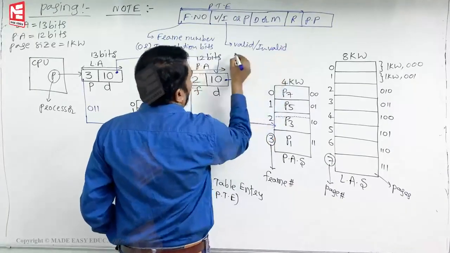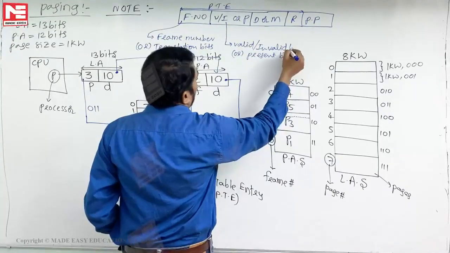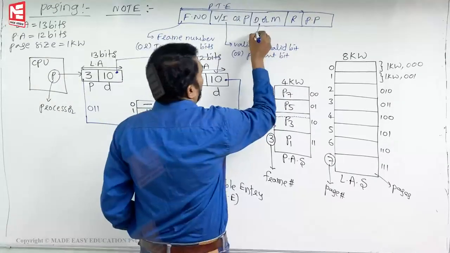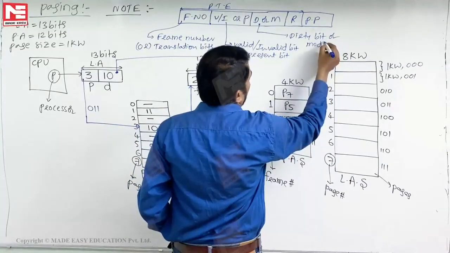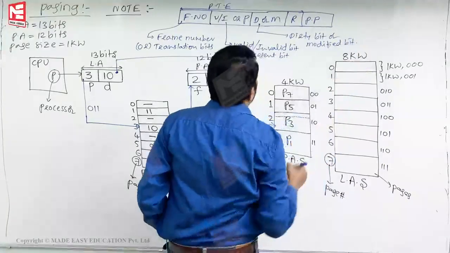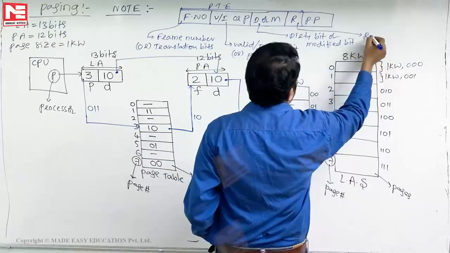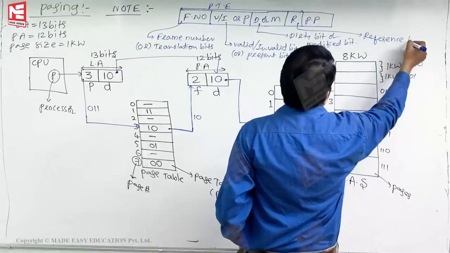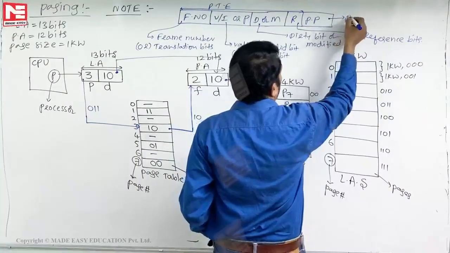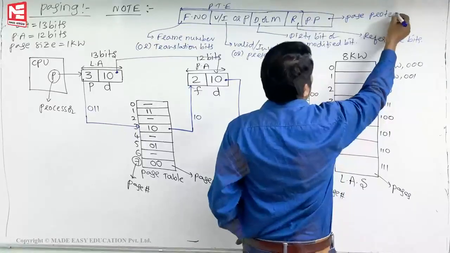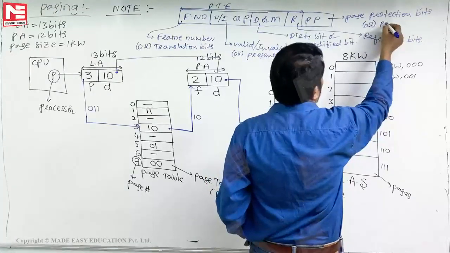वैलिड इनवैलिड बिट, और it is also called as a present bit. Okay, so D or M मतलब dirty bit और modified bit. बताता हूँ, इसके बारे में बताता हूँ, पहले कॉपी करो dirty bit और modified bit. R मतलब क्या है? R मतलब reference bit. Okay, PP मतलब क्या है, बताओ? पेज प्रोटेक्शन बिट्स, and sometimes it is also called as permission bits.